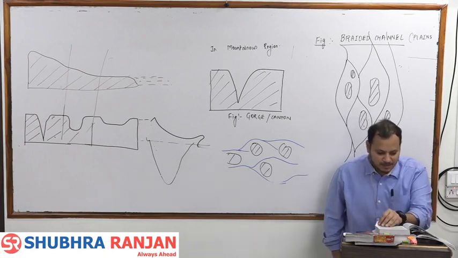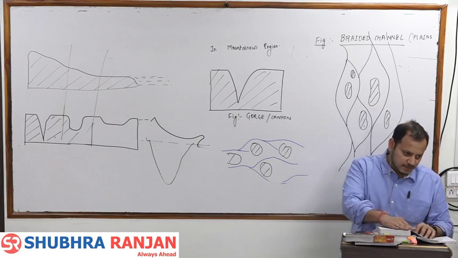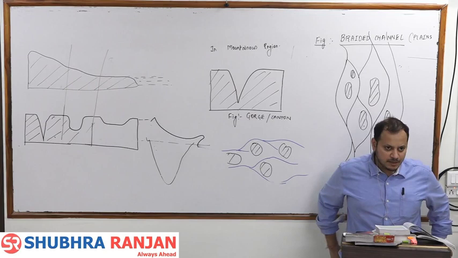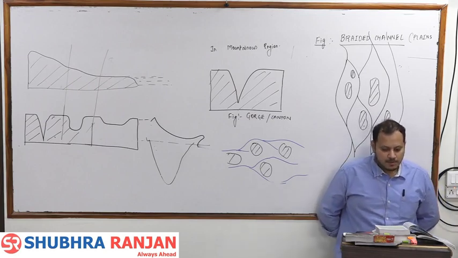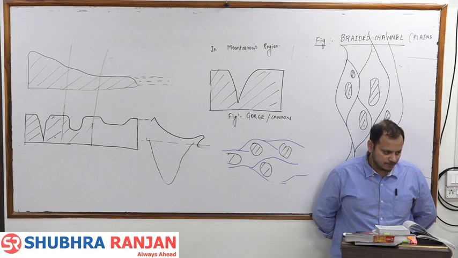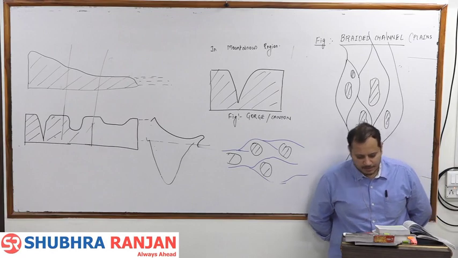So next, complexity. This also has been your past year question. Complexity of geomorphic evolution is more common than simplicity.